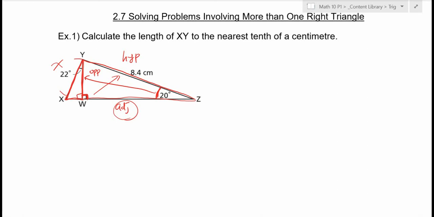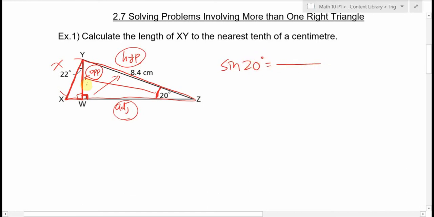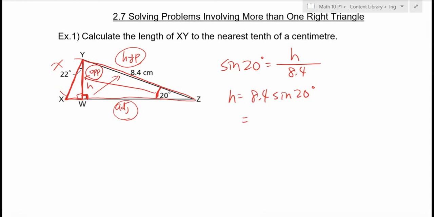The opposite side. If we're solving for the opposite side and we know the hypotenuse, then that means we have to use the sine ratio. So sine 20 degrees is, let me call the opposite side h, the height, over the hypotenuse, which is 8.4. To solve for h, you simply multiply both sides by 8.4, so h equals 8.4 sine 20. If you put that into a calculator, you should get 2.87, so let me call that 2.9 centimeters.